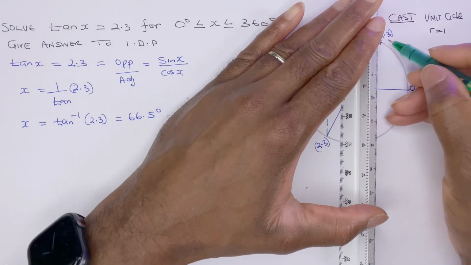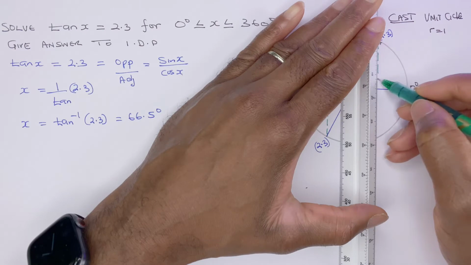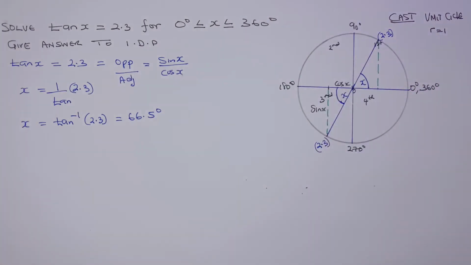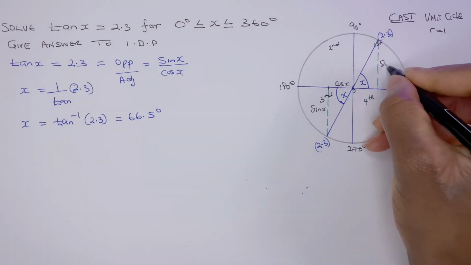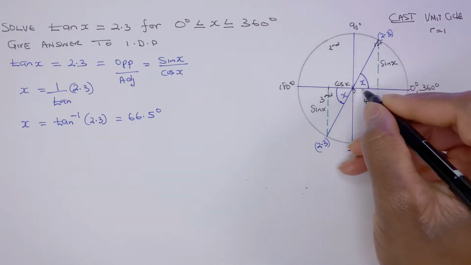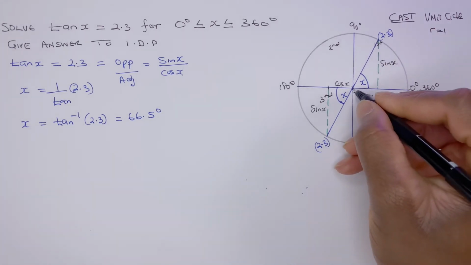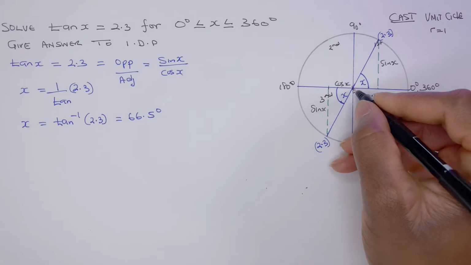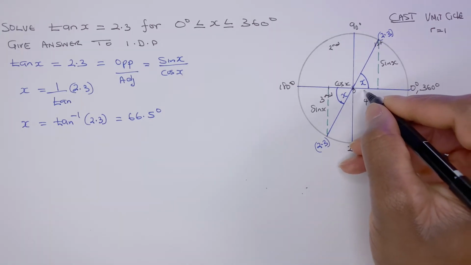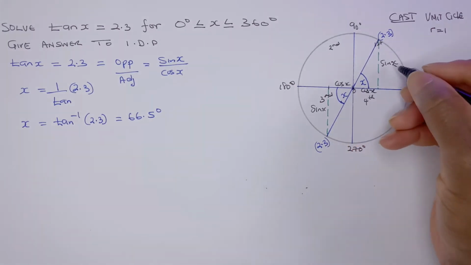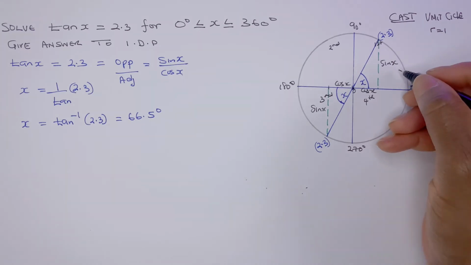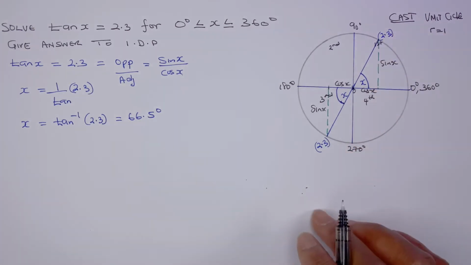Cos is positive here, so if I extend that line down, if I just extend it down like that, sine is positive, sine x is above 0. Cos is above 0 for x here. So this is positive as well, so that's cos x. Sine, positive over positive is positive, so that's positive 2.3.